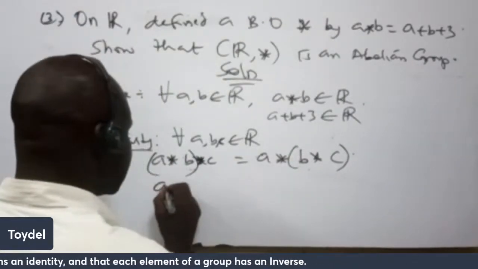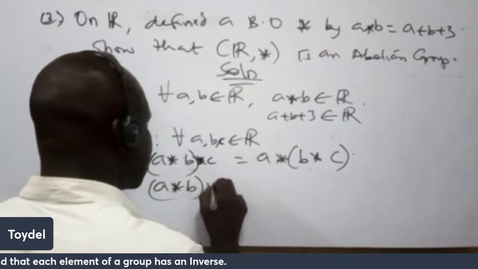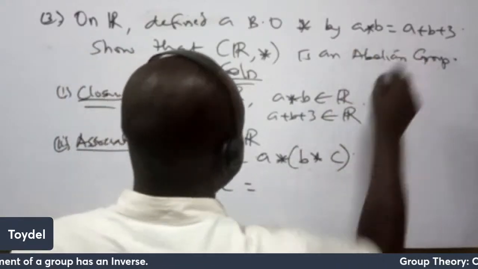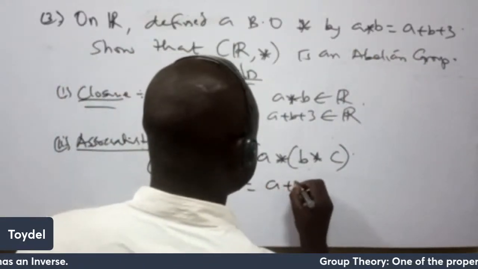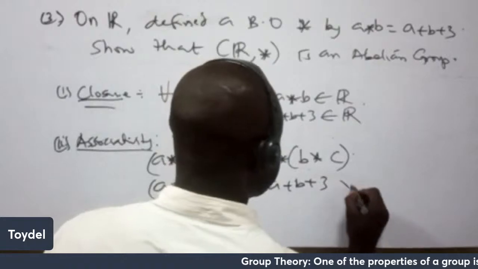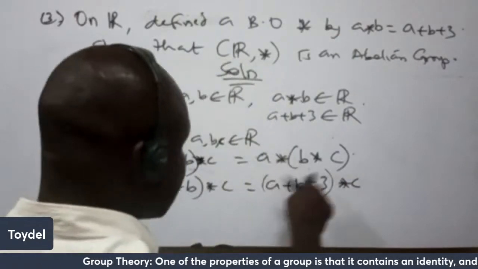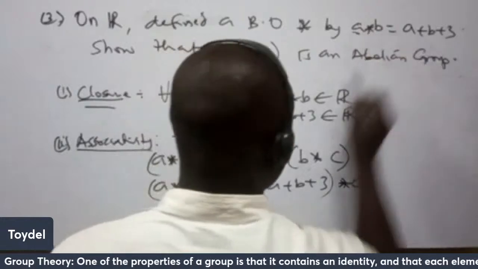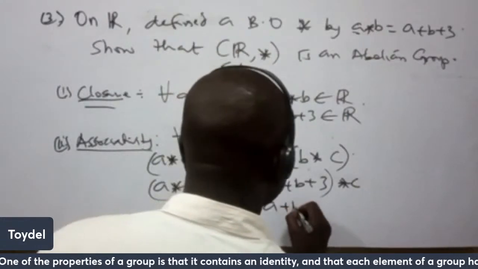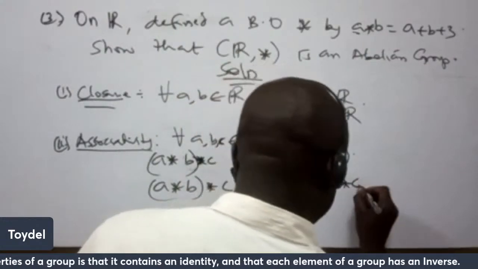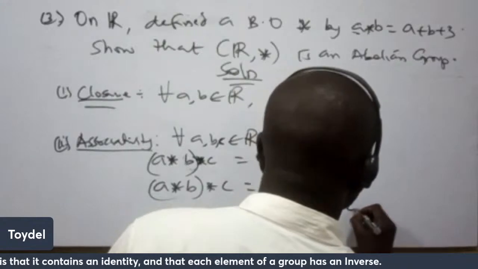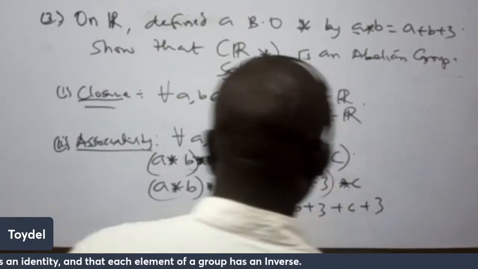Now let's start. (A * B) * C will be equal to, what is A * B? That is, we have (A + B + 3) * C. So we are going to view everything that we have here as A. In this case, I'm going to have A + B + 3, then plus C plus 3. This is what we are going to get.